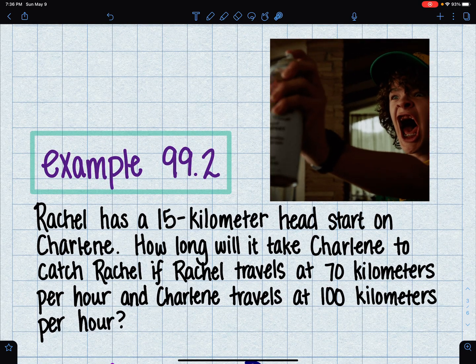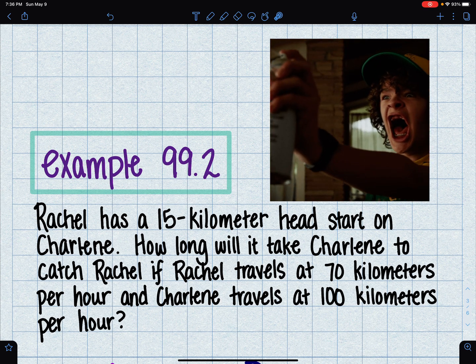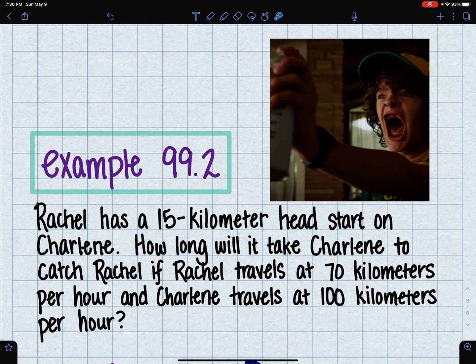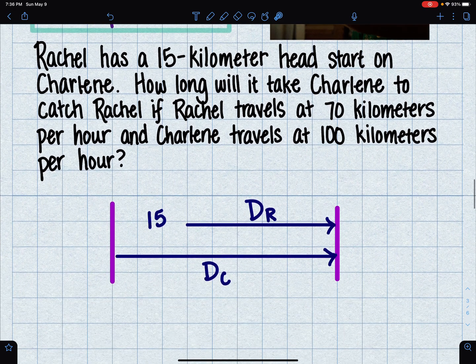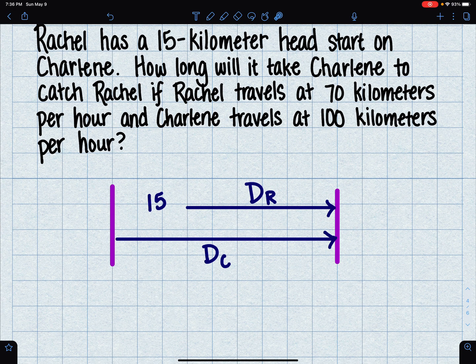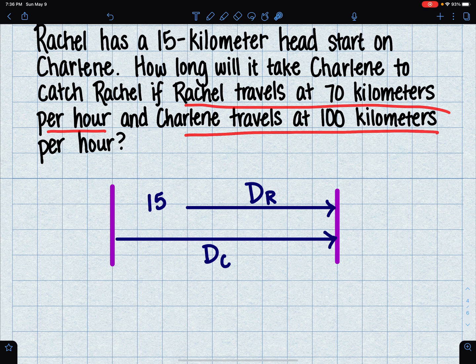Let's go to the next example. And I put this one because it's more of a real-life problem instead of the silly one we watched yesterday. Okay, let's do example 99.2. All right, Rachel has a 15-kilometer head start on Charlene. So we're going to draw our picture. Here's the starting point, and here's the end point. How long will it take Charlene to catch Rachel if Rachel travels at 70 kilometers per hour and Charlene travels at 100 kilometers per hour?